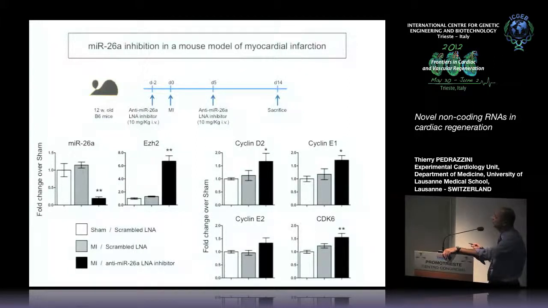Now, what we have done as a preliminary experiment also, we've used an inhibitor of the miR and administered that to an adult mouse, and looked at the response to myocardial infarction. After 2 weeks, we sacrificed the animal in this case. So after 2 weeks, what you have is a clear inhibition of miR26A and a clear upregulation of ICGEB, and of other targets of miR26, that is the regulators of the cell cycle that I have shown before.